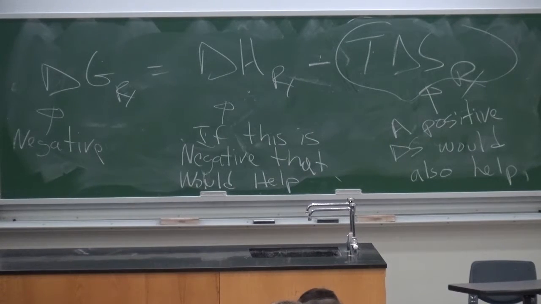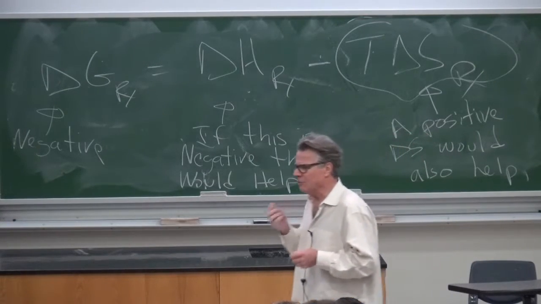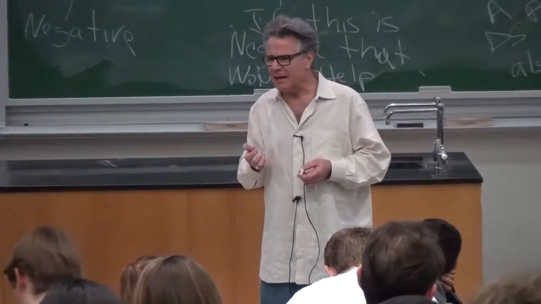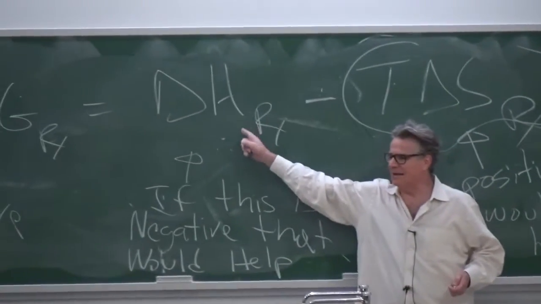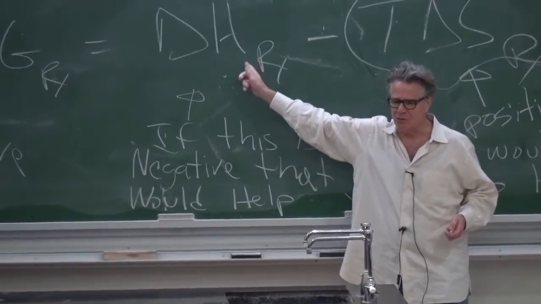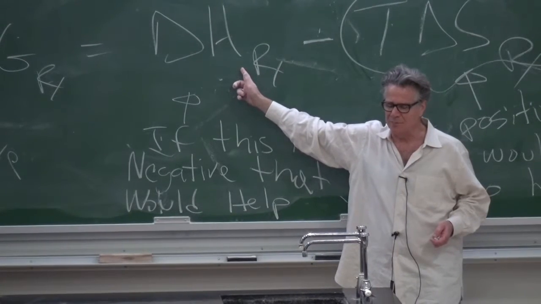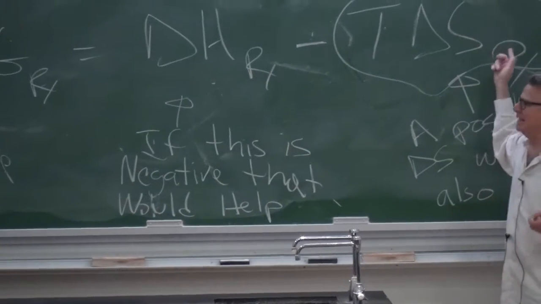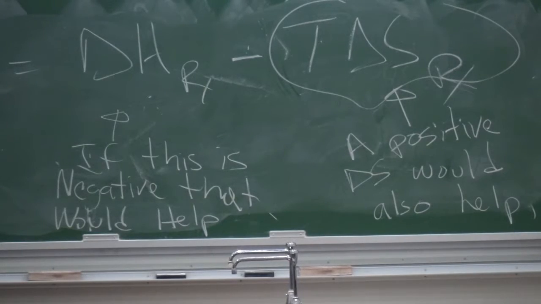But remember, in the problem that we just worked, delta S reaction was negative. So that's not helping us. How was it nevertheless spontaneous? Because that term dominated. That negative term dominated over the negative delta S in that example. And that leads to another very important point.